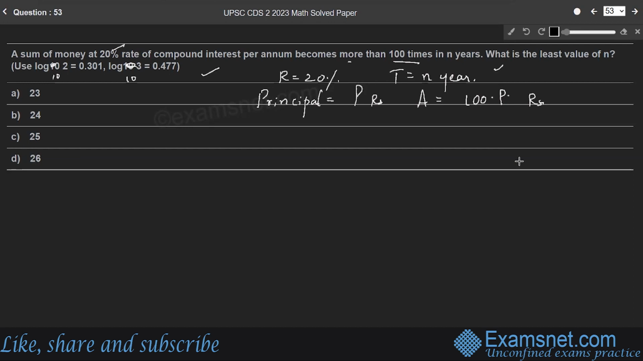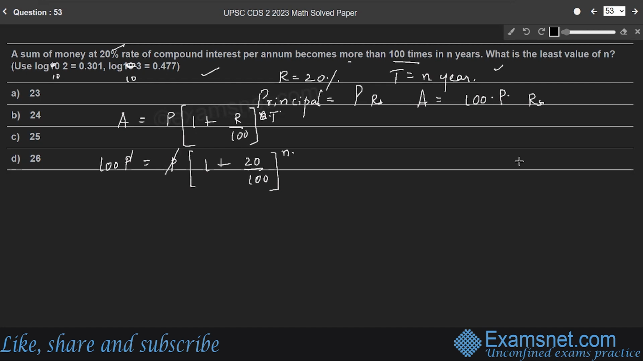Here, students, we are using the formula to calculate amount, which is equal to principal into 1 plus rate by 100 to the power of time period, which is n. So here the amount is 100 times the principal, equal to principal into 1 plus rate, 20%, to the power of n.